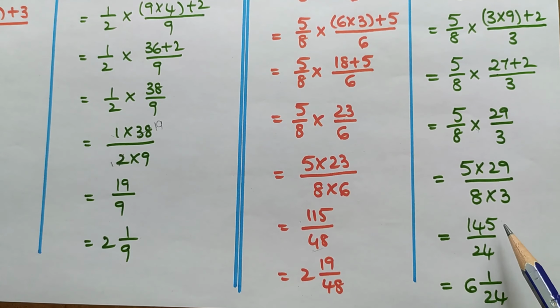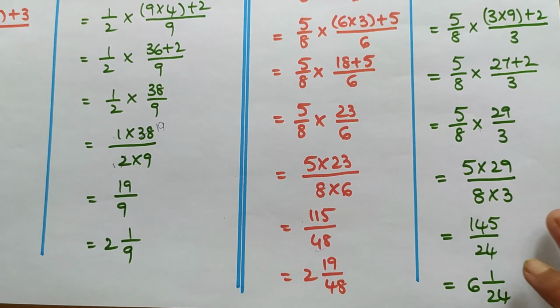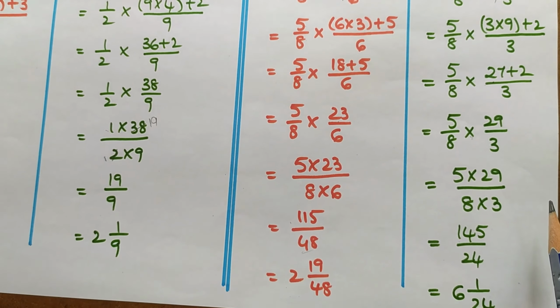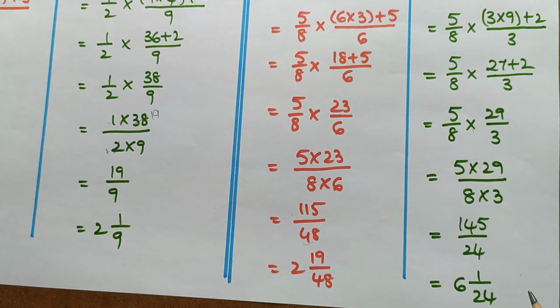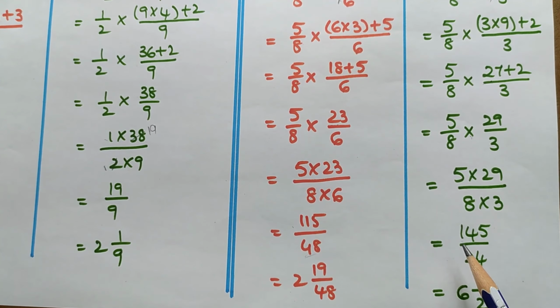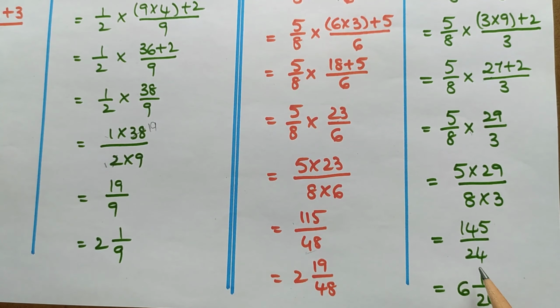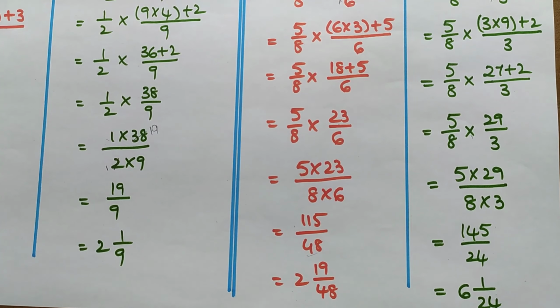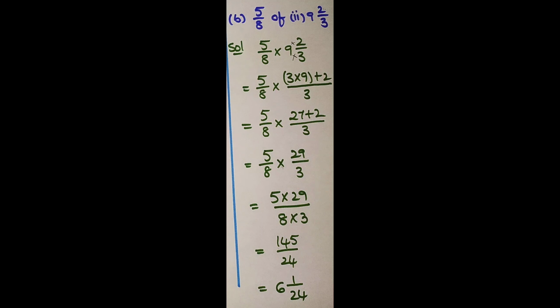So this is an improper fraction. By converting this improper fraction into a mixed fraction, we get 6 1 by 24. So the answer for this question, 5 by 8 of 9 2 by 3, the B bit, second sub bit, is 145 by 24. By converting this improper fraction into a mixed fraction, we get 6 1 by 24. Is it clear, friends? With this, question number 7 gets completed.